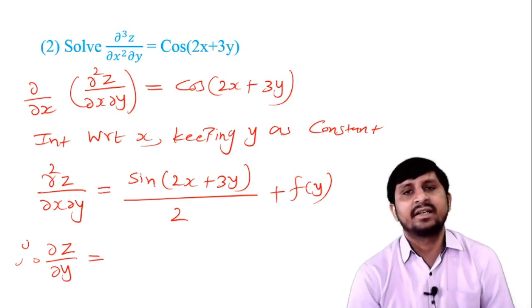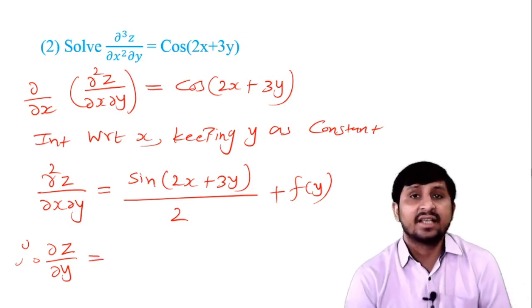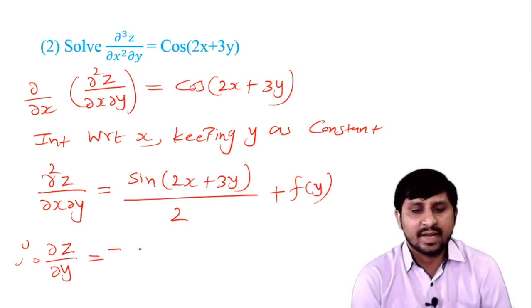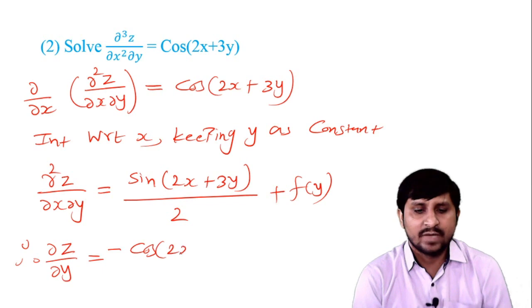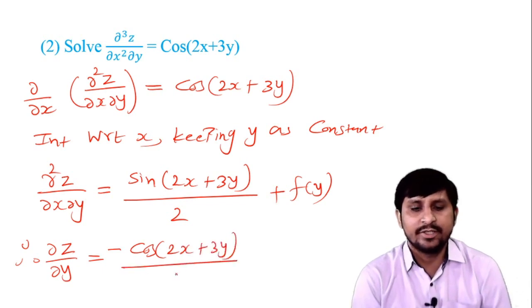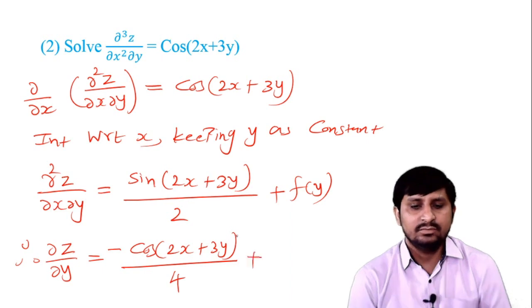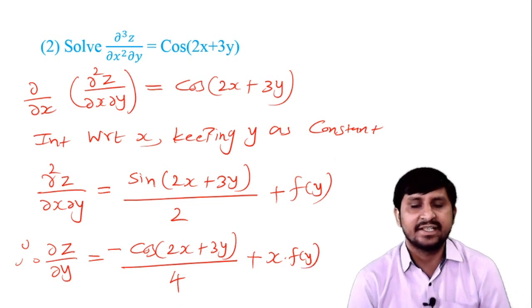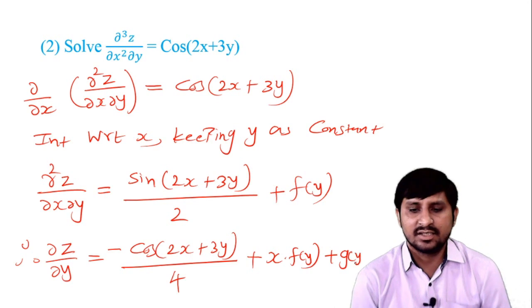Once again we are integrating with respect to x, keeping y as a constant. So now integration of sine, that is minus cos 2x plus 3y. In the denominator now we have 2 into 2, so that is 4, plus x into f of y, because f of y is a constant, we are taking integration with respect to x, so f of y is a constant, plus g of y.